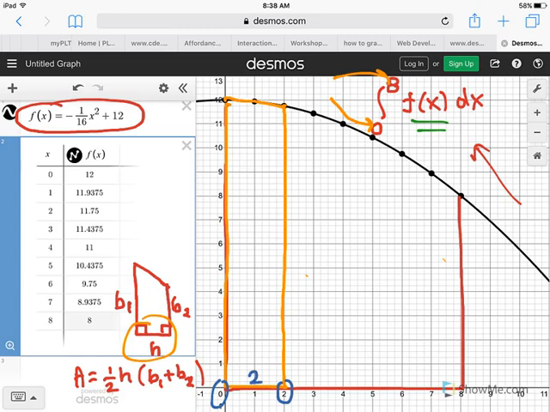And my second trapezoid, I will show that in green. This is my second trapezoid. My third trapezoid, I'll show that in blue. And notice again that the height of each of my trapezoids is 2 units. 4 minus 2 is 2.